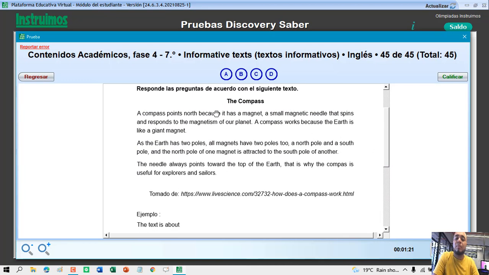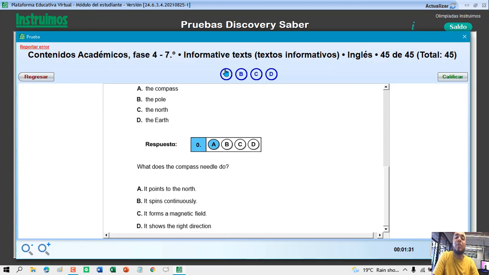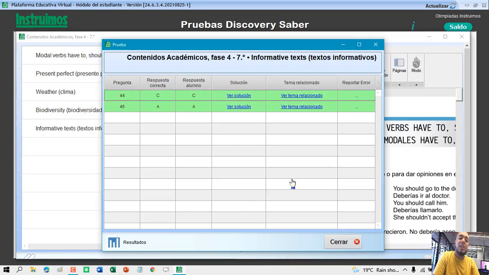Okay? A compass points north because it has a magnet. A small magnetic needle that spins in response to the magnetism of our planet, que está en el norte, of course. Okay? Let's go and check. Let's go and check this time, okay? And correct, of course.